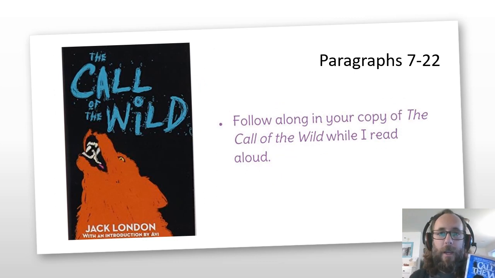Okay, so we're going to read in the book now. We're going to continue with paragraphs 7 through 22. That's actually pages 4, 5, and half of 6. And on page 6, where we're going to stop is with the line, Buck's throat was twisted into a savage growl. I wonder what that's about. We'll find out soon enough.